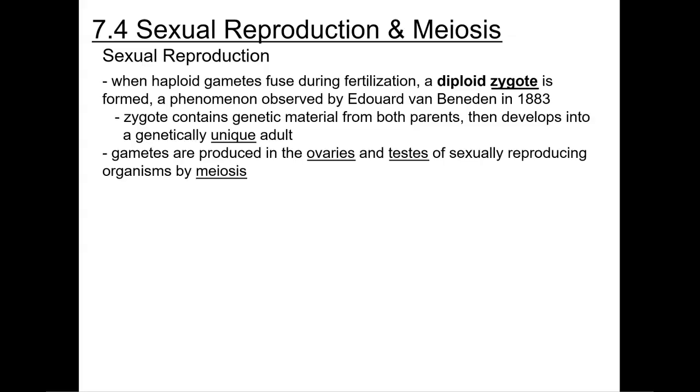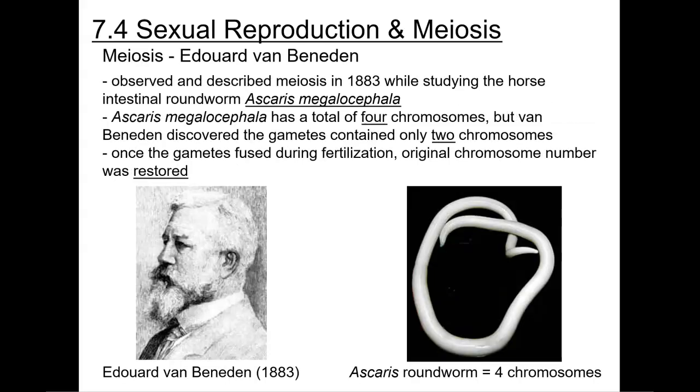Gametes are going to be produced in the ovaries and the testes of sexually reproducing organisms by a process known as meiosis. So Eduard van Beneden is going to observe and describe meiosis in 1883 while studying horse intestinal roundworms.